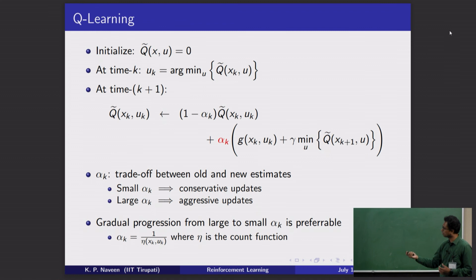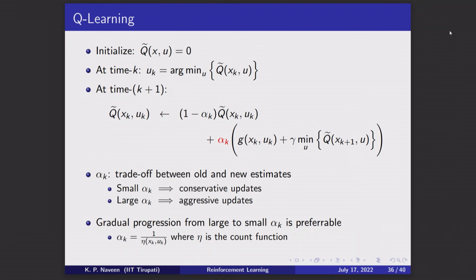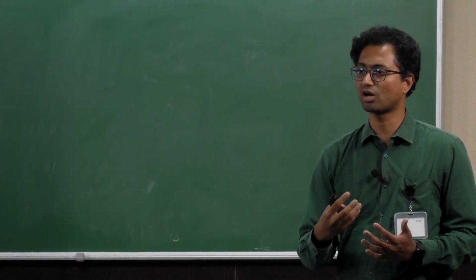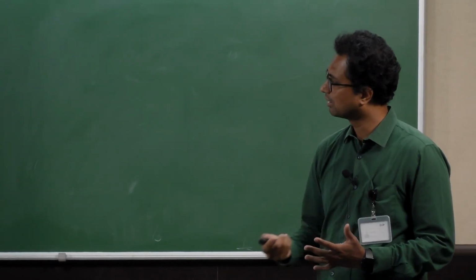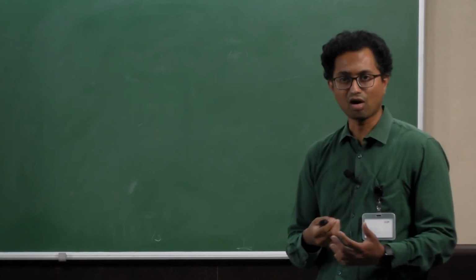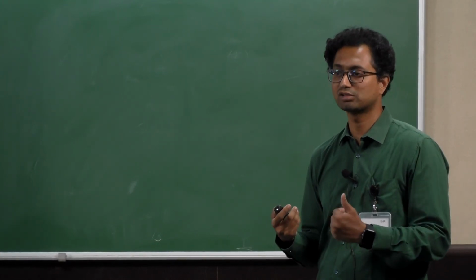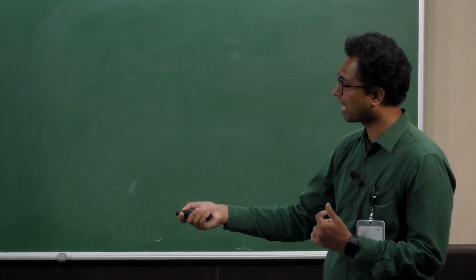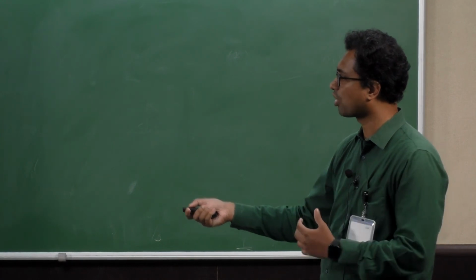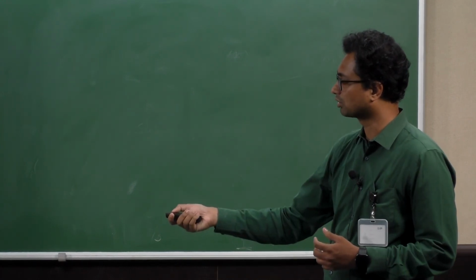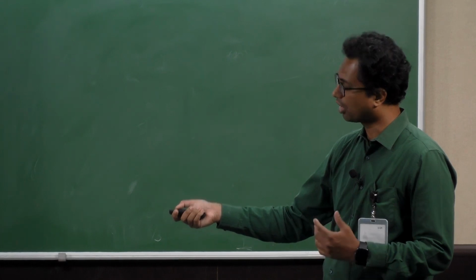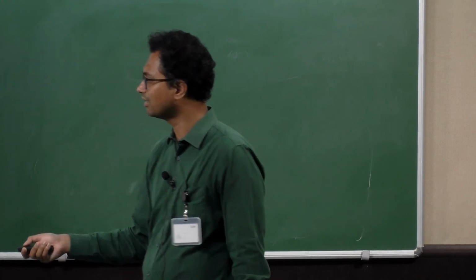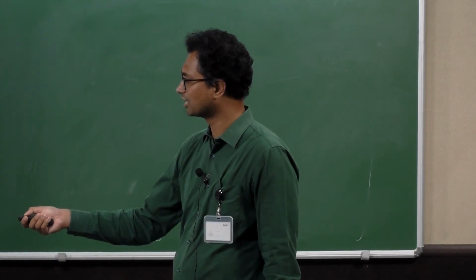So now there is a trade-off. The ideal choice is like this. Initially you have not started learning, so you have to be very aggressive. Your Q values should not have converged. You should aggressively keep updating. But after some amount of time, your Q value would have started converging, so you should then become more conservative. You should do a gradual progression from large to small alpha k. Something like this is preferable, or even any sequence that gradually decreases also works well. But I generally prefer this equation here.